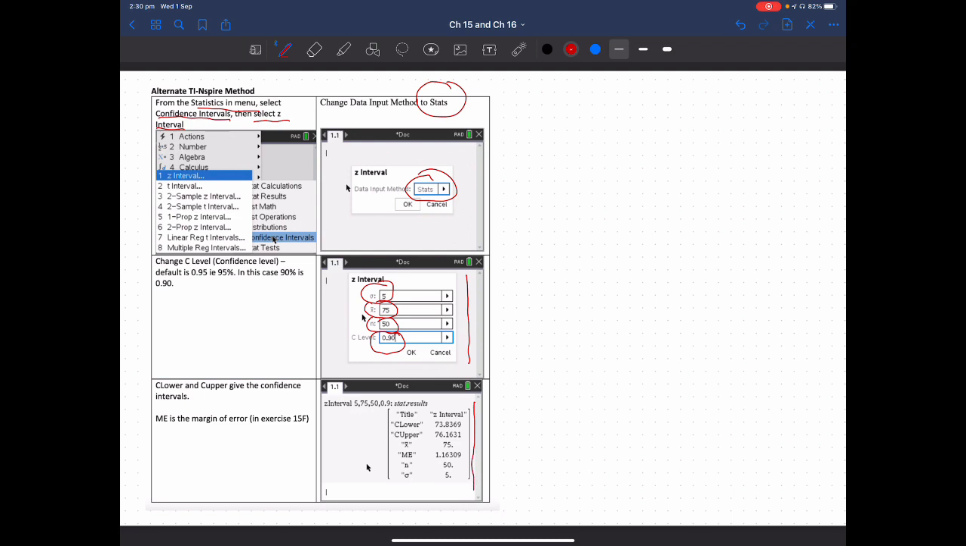Within this, C lower is the lower value for the confidence interval. C upper is the upper value for the confidence interval. So the lower value is 73.84. The upper value is 76.16 to 2 decimal places. You will see in this dialog box we're also given what's called the margin of error. We cover this in exercise 15F.